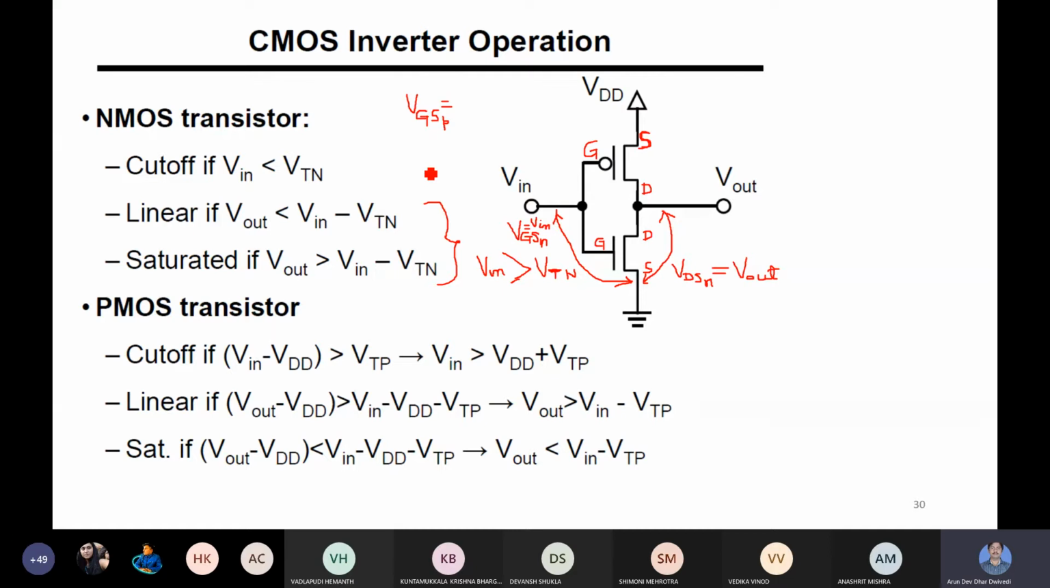VGSP. VGSN means gate to source voltage for N, and VGSP means gate to source voltage for P.